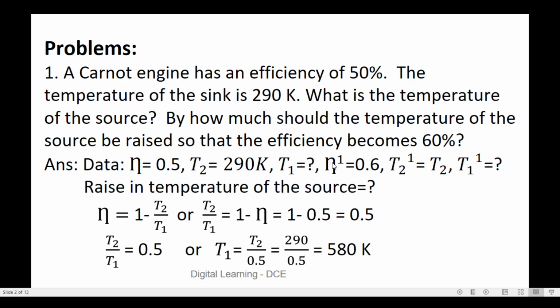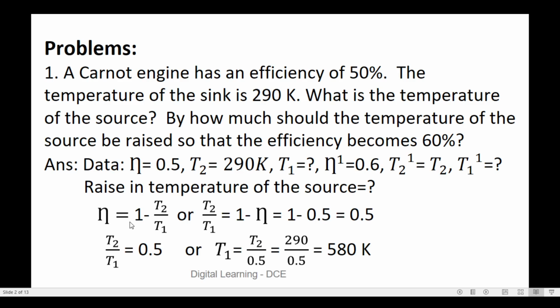So if the temperature of the source is changed, then the efficiency becomes 60%. So let that efficiency be represented by eta dash. So eta dash is equal to 0.6 and there will be no change in the temperature of the sink. So we can write T2 dash equals T2. So we have to find the change in temperature of the source. So then we have to calculate the rise in temperature of the source.